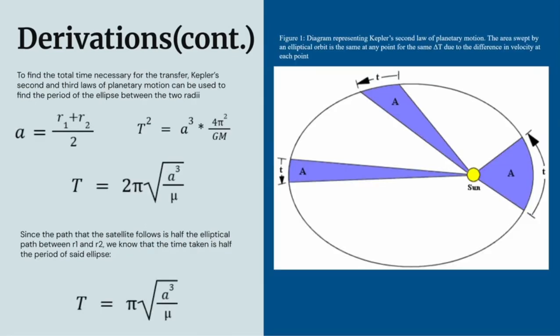For further analysis, we can use Kepler's laws to find the time it takes for our satellite to complete this transfer. The transfer sweeps a path that is half the total elliptical path, so the time our satellite takes would be half of Kepler's third law.